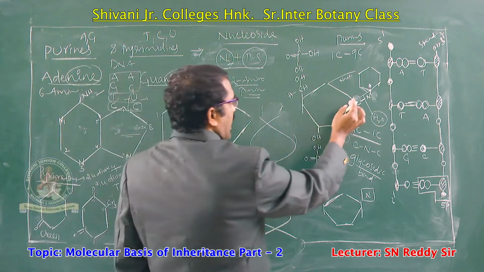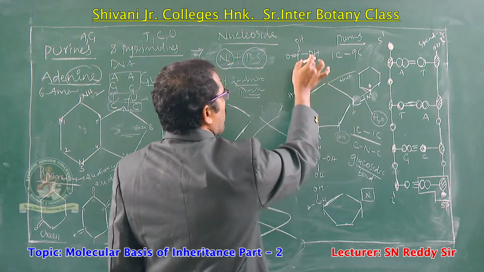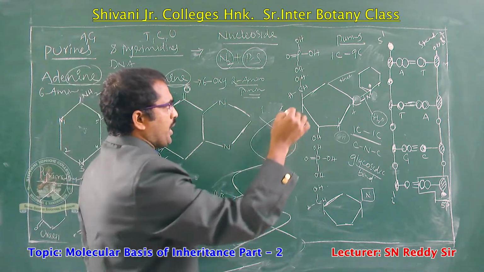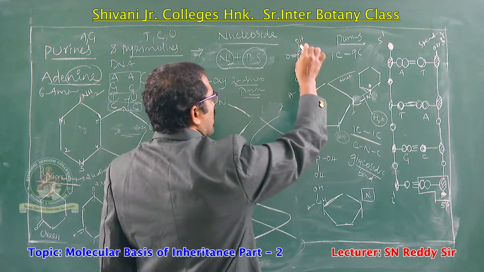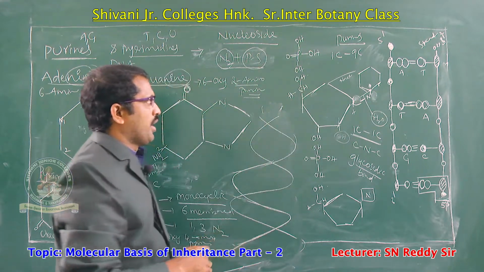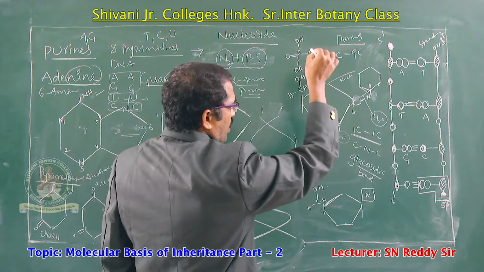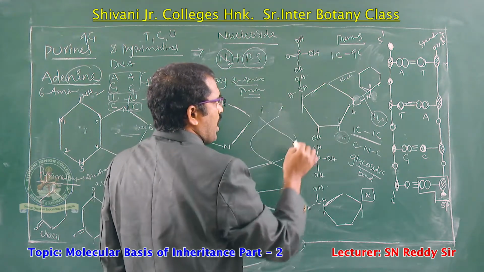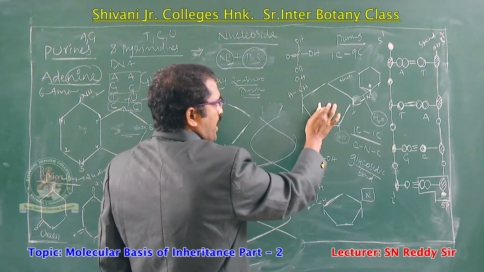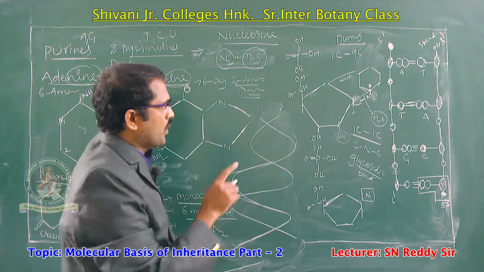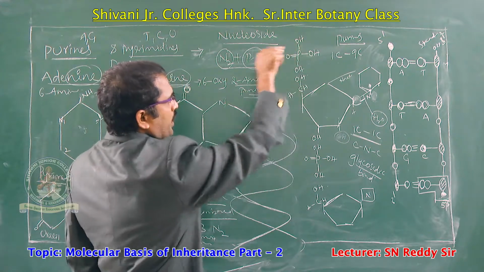Okay, nucleotide: nitrogen base, pentose sugar, phosphate. Now, in between the pentose sugar and phosphate there is also a bond formation. Now you see clearly, this is the pentose sugar. Four of the five carbon atoms form a ring with oxygen. The fifth carbon is free, located outside of the ring.